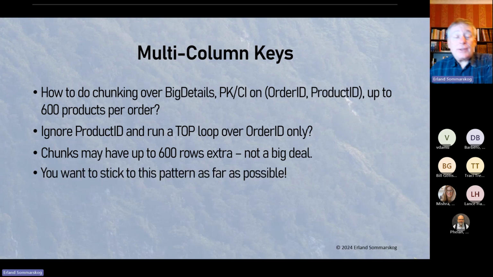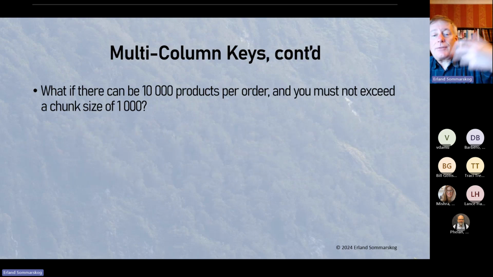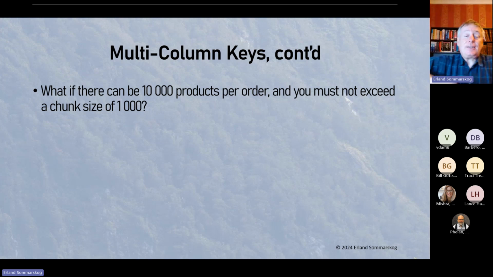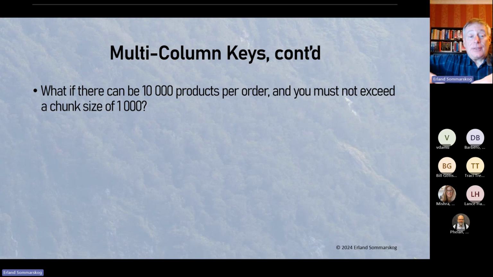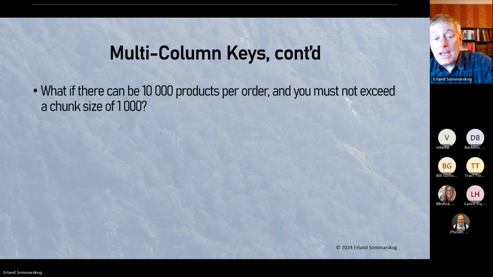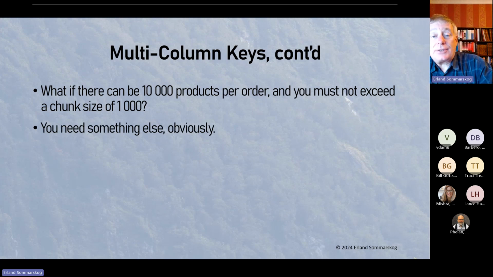Now the interesting thing is you want to stick to this pattern as far as possible, because the alternatives are not really palatable. But of course, you could have a situation where, let's say we have 10,000 products per order, and take it that it's just any table with a multi-column key, and there could be 10,000 rows for each value of the leading key. And you need to be nice to others. You need to avoid lock escalations. And you can't exceed a chunk size of 1,000, because the more indexes there are on the table, the smaller your chunk size must be to avoid a lock escalation. So in this case, we need something else than just doing that plain top loop.